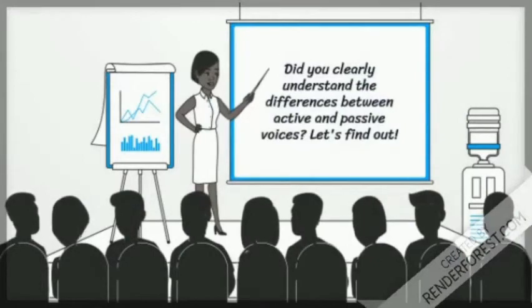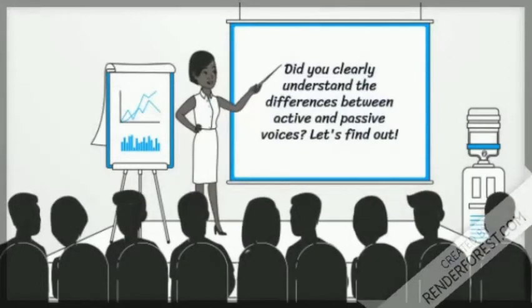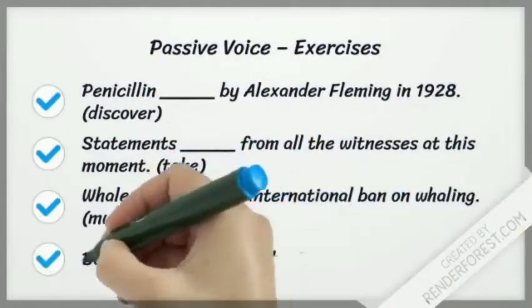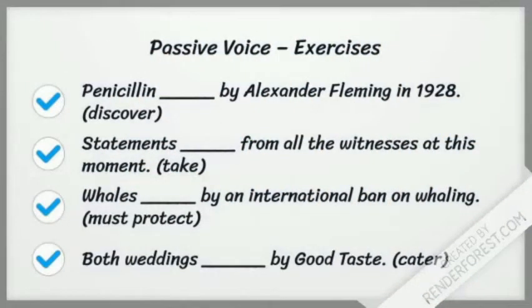Now, did you clearly understand the differences between active and passive voices? Let's find out. Now, here are some exercises. The verb in the parentheses, you will change it so it makes sense with the sentence structure of the passive voice. Penicillin, blank by Alexander Fleming in 1928.